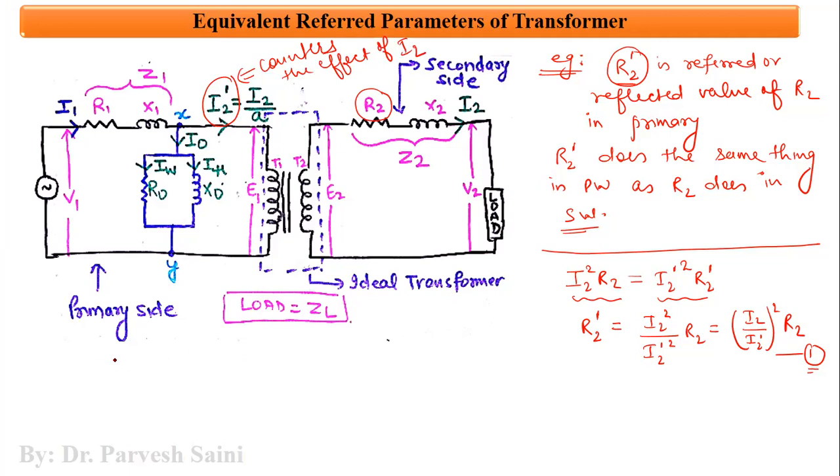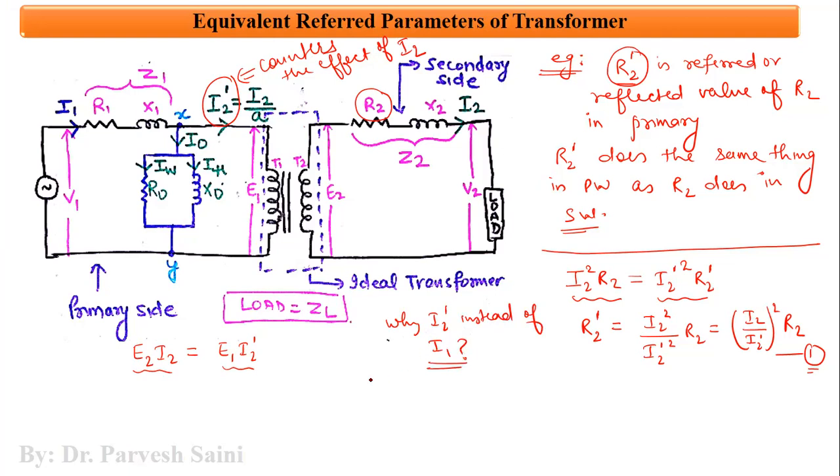Now, as we know that the power on the two sides of the transformer is same, so let us take E1 I2 dash. So the power on the two sides of the transformer is same. Now you would be in confusion about why we are taking I2 dash instead of I1. So this could be the question in your mind.